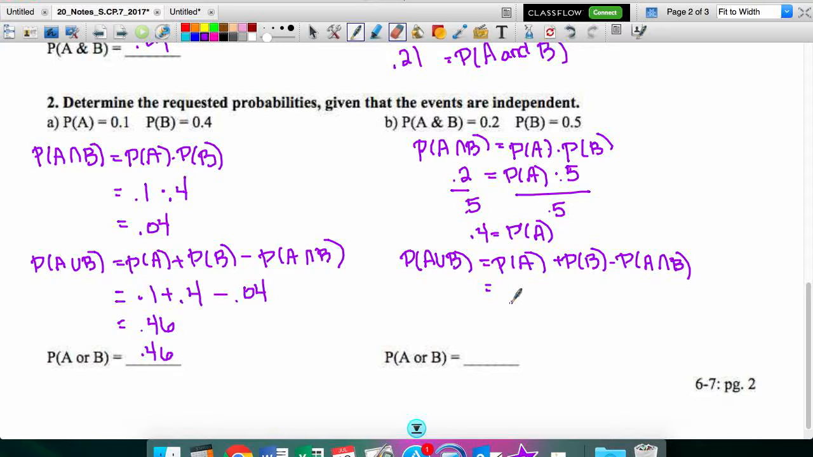So the probability of A, which we just calculated, 0.4, plus the probability of B, which was given, minus the probability of A and B, which was also given. Combining all of these numbers, we get our final union probability of 0.7.